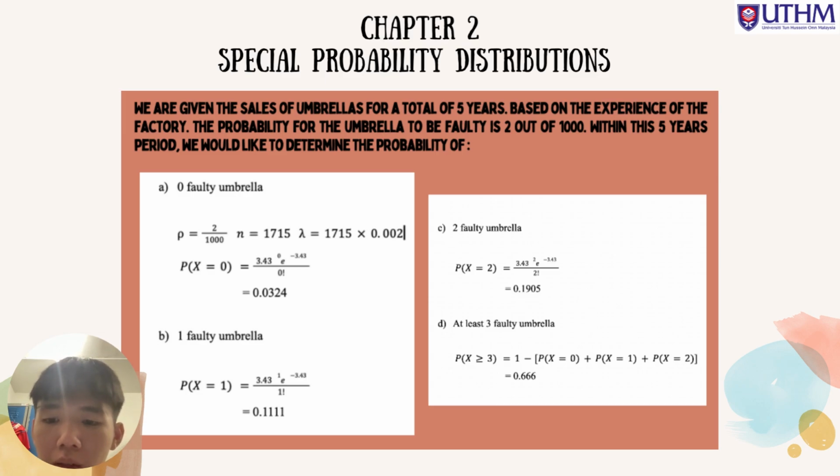Okay, so for the first findings, 0, 40 umbrella, our probability is actually 0.0324. For the second one, it will be 0.1111. Second last will be 0.1905, and last one for at least 340 umbrella is 0.666.